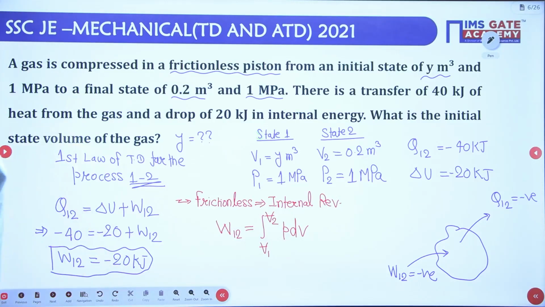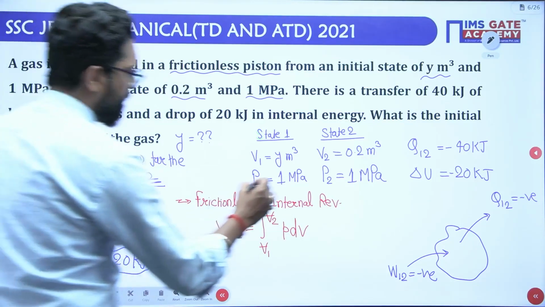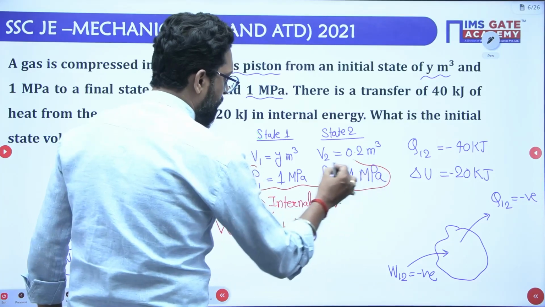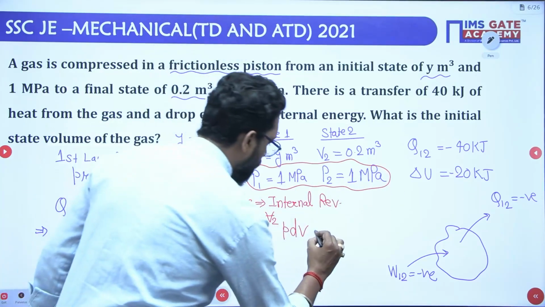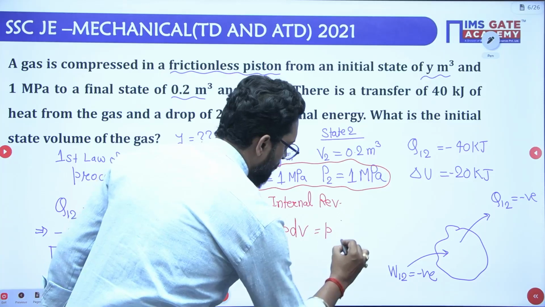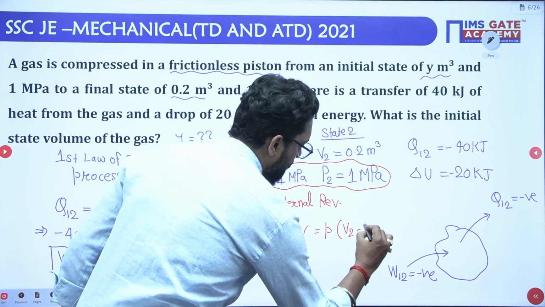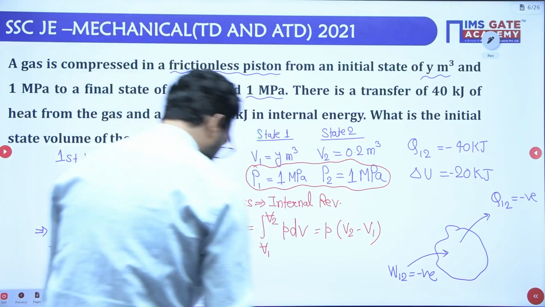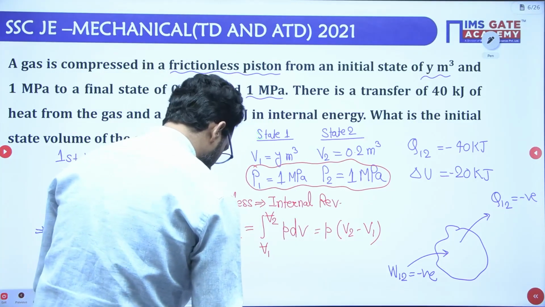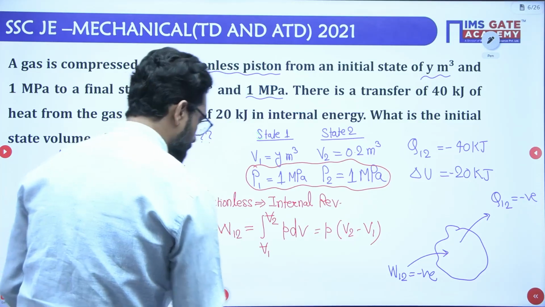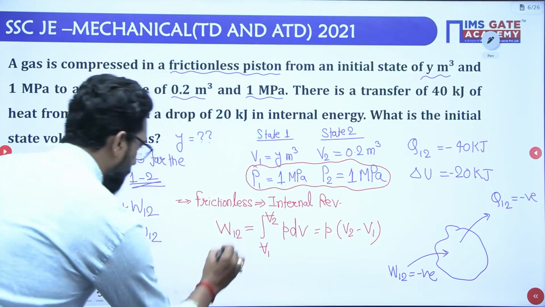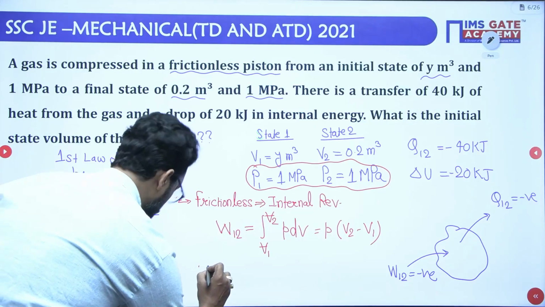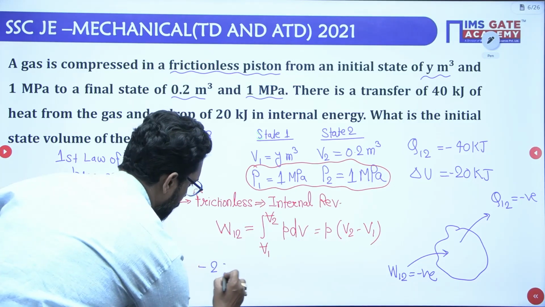Now, see that here, beta, P1 and P2 are the same. That means pressure is constant. Keep it outside. So P times V2 minus V1. Okay. So what is the pressure? Pressure is 1 megapascal. And this work is how much? This work is minus 20 kilojoule.